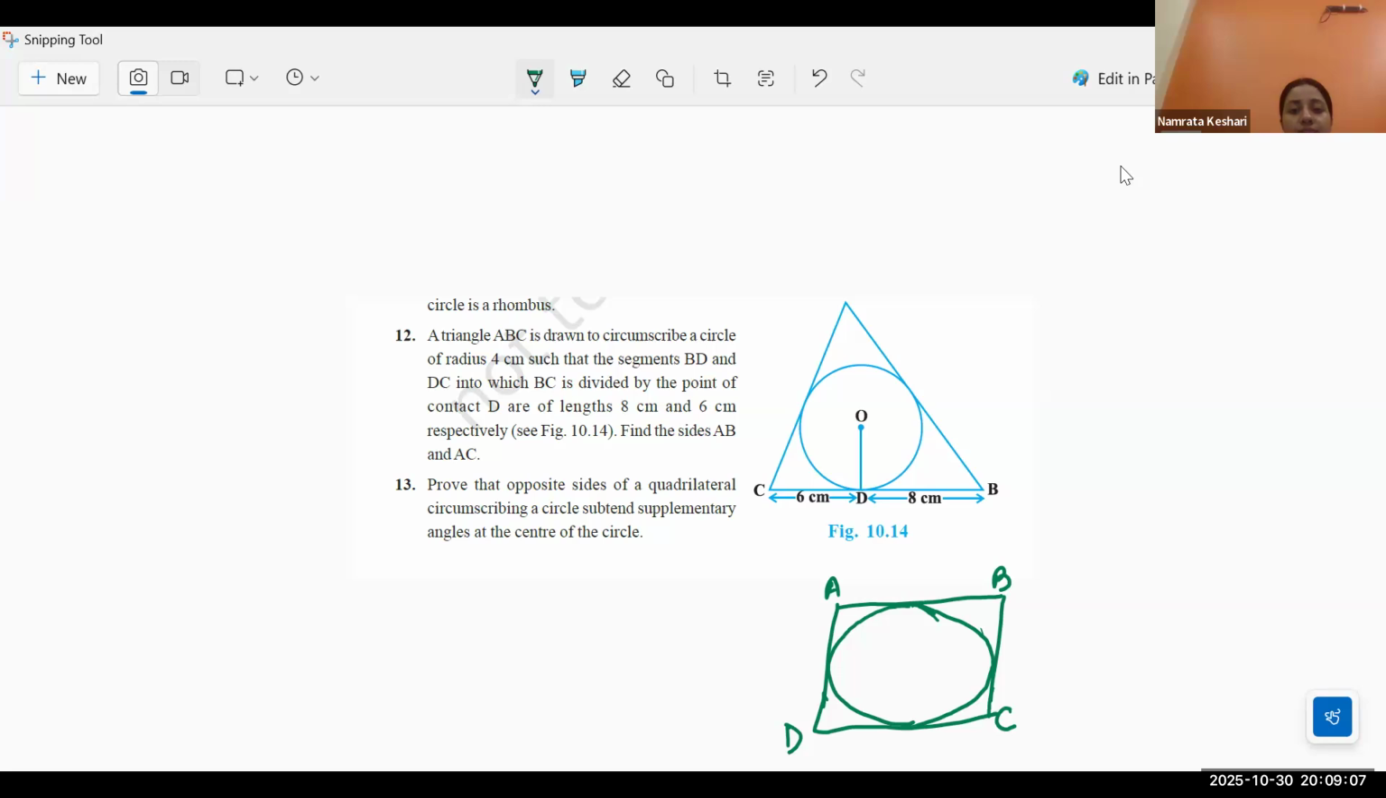Making sense? Yes, ma'am. We have to prove over here that opposite sides of a quadrilateral, here opposite sides are AB and CD, and AD and BC, these two pairs are opposite sides. So you have to prove that opposite sides of a quadrilateral circumscribing a circle subtend supplementary angles at the center of the circle. That means opposite sides subtend supplementary angles at the center.